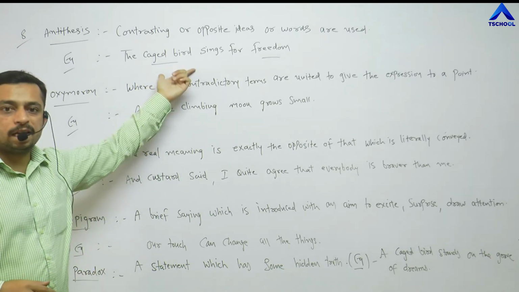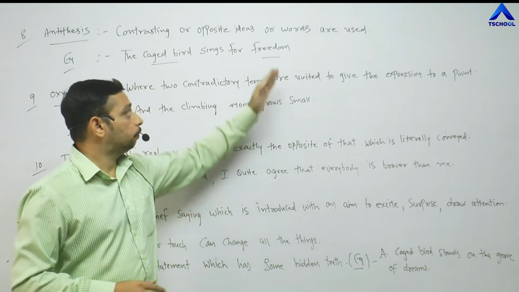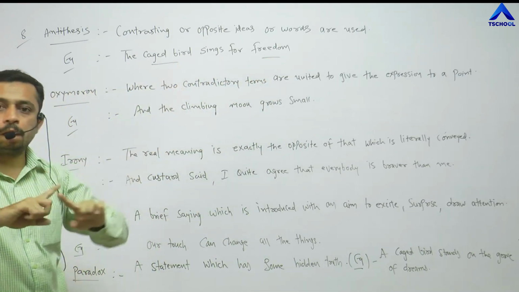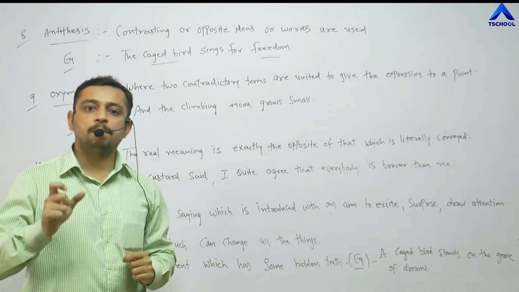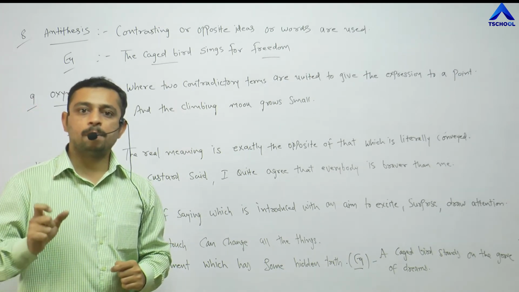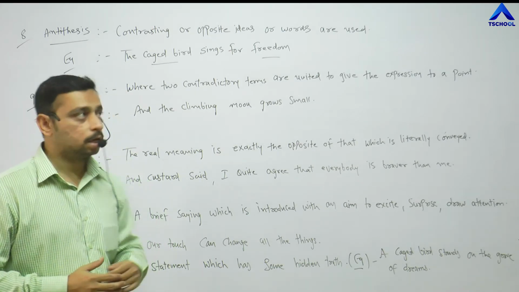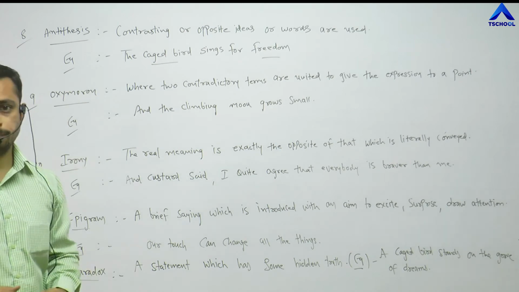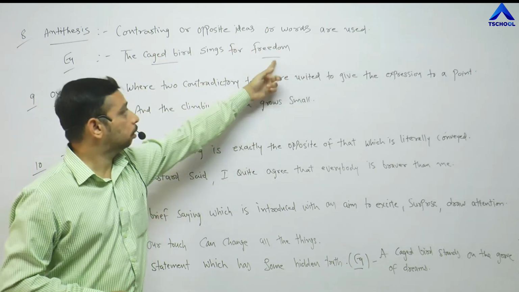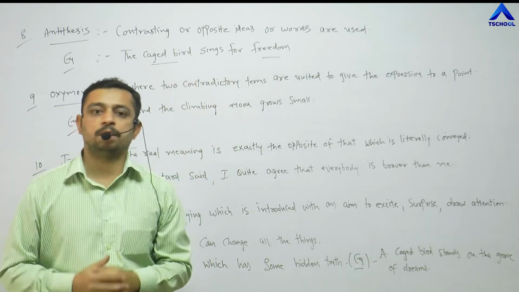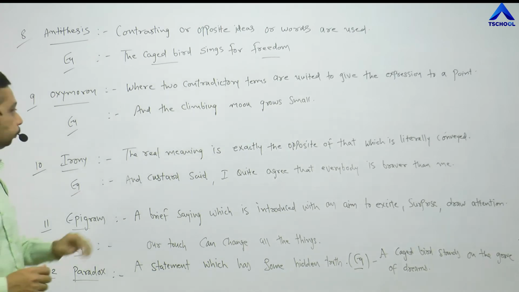In this example, there are two opposite things mentioned in one sentence. One is about a caged bird, and the second one is about freedom, right? Freedom and caged birds, both are opposite ideas that are being used in a single line for better poetic effect. When this happens, the figure of speech is antithesis. I'm repeating it again: contrasting or opposite ideas or words like this being used in the same sentence, the figure of speech is antithesis, right?